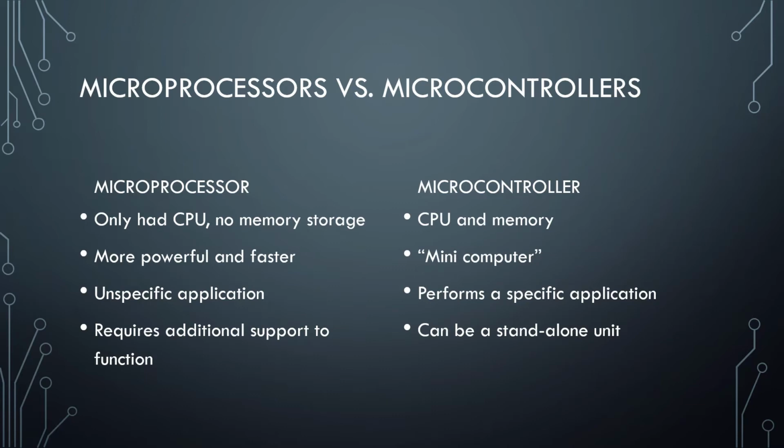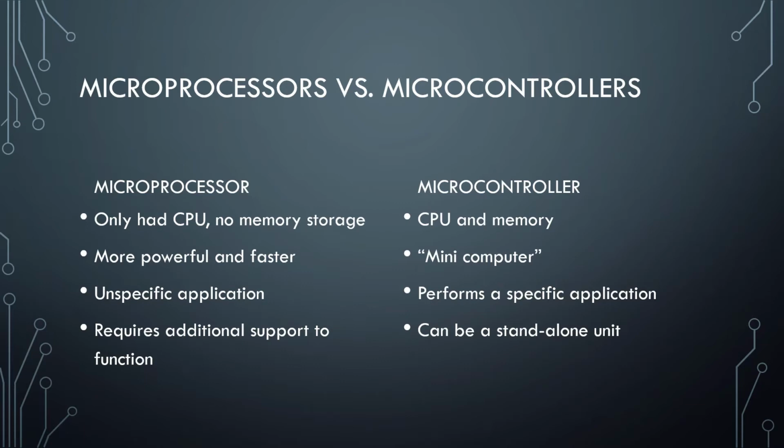Whereas a microcontroller may contain a microprocessor, but it also contains other components within it that essentially make it a mini computer. Because it's a mini computer, it can't do just anything. A microprocessor can do just about anything. It has an unspecified application. A microcontroller has to have a specific application that it does.